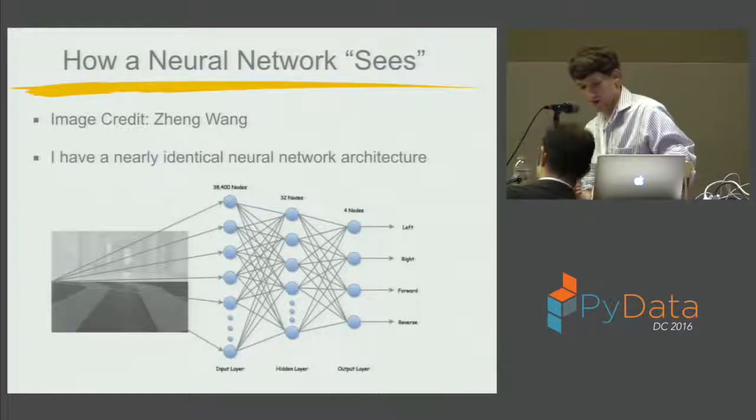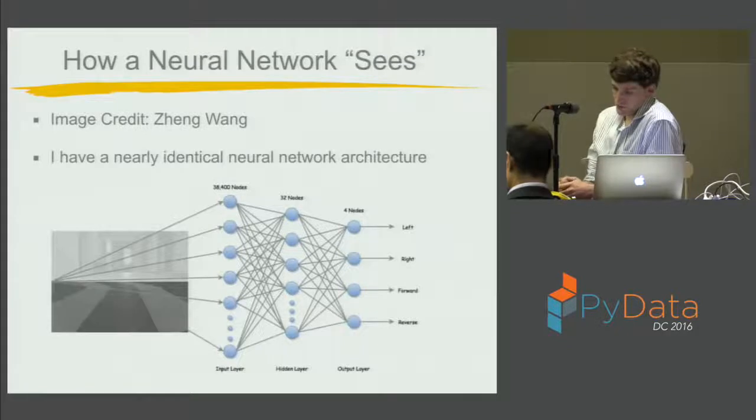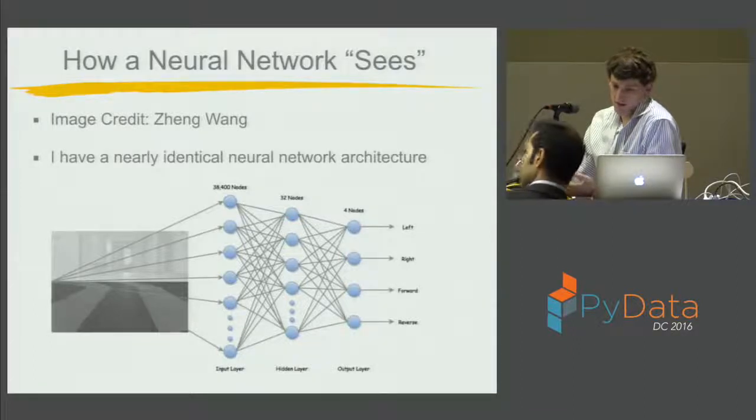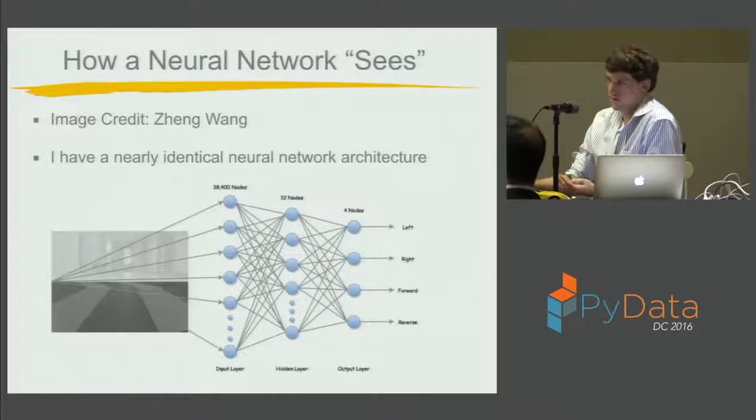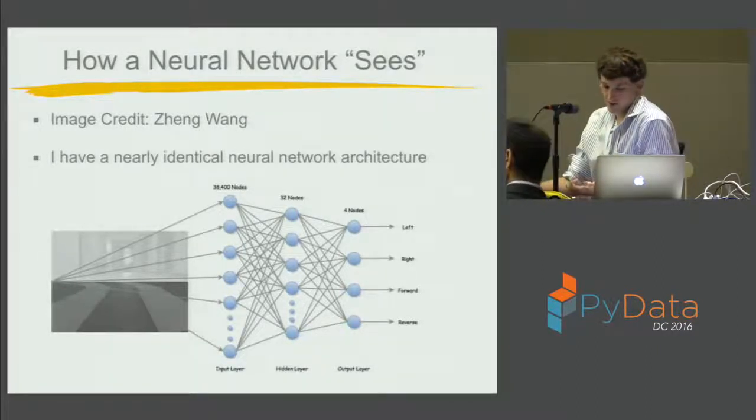But then these 32 hidden nodes are passed to the final layer, which is used to make a prediction of some sort. So in my case, and also in Zheng Wang's case, he's predicting 4 class labels: turning left, turning right, and going forward. I actually didn't use reverse. I think he said he just threw in reverse for the fun of it, but didn't use it either. So I just have 3, but I think he trained with 4 classes. So that's how the neural network works.